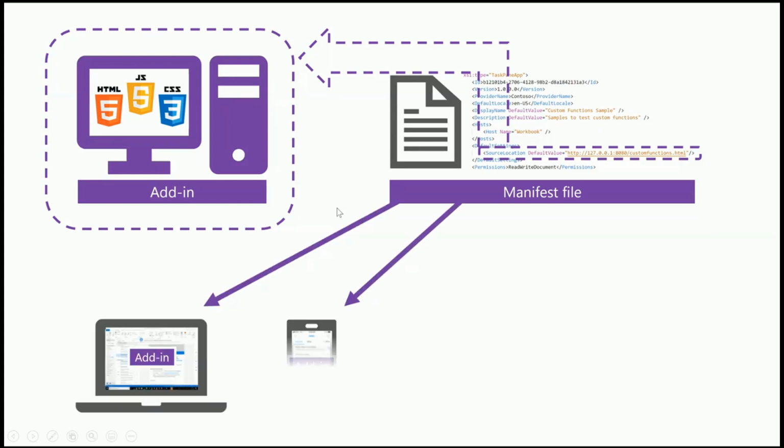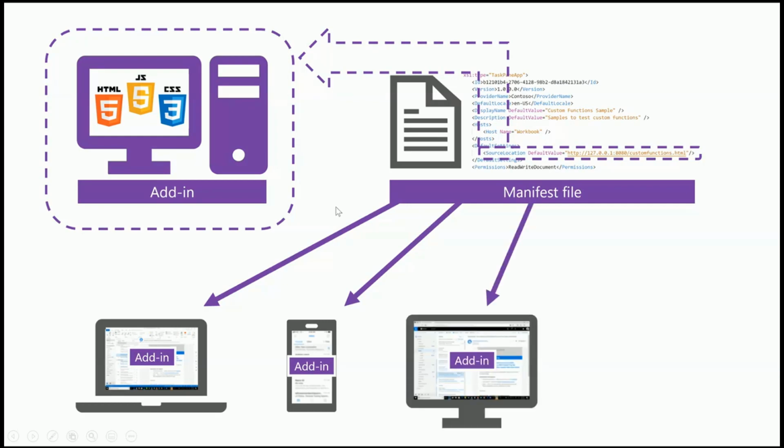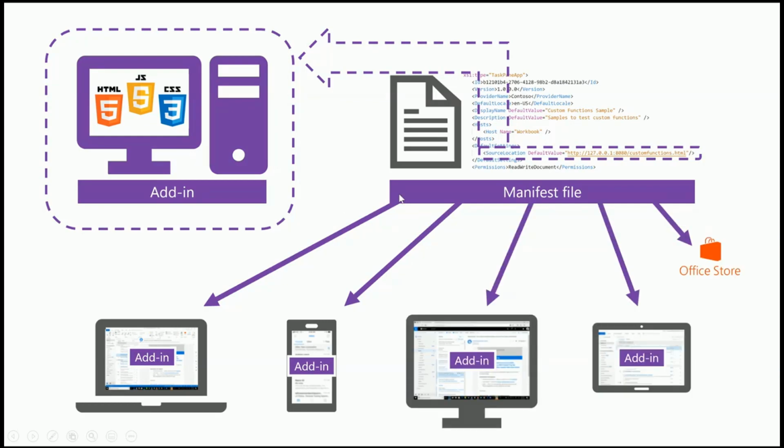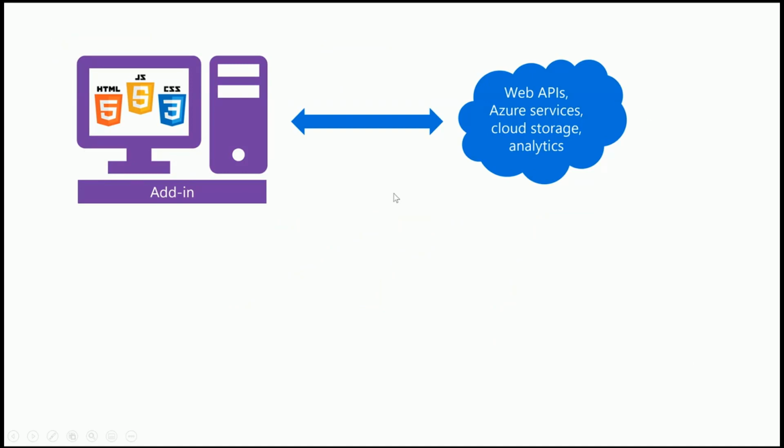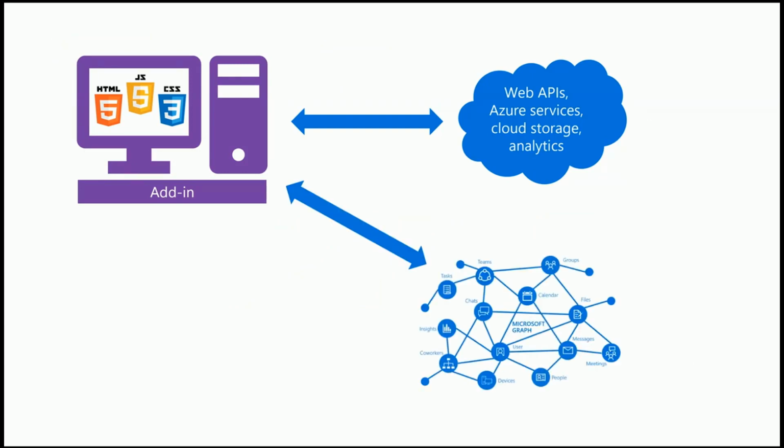The manifest file points to it, and then that manifest file allows you to publish it to all the different Office platforms, all the different Office clients. Everywhere that Office runs, your add-in will run. What you can do in an add-in, of course, you can use any web APIs that you like to use in a web app, your own APIs and others. You can hit the Microsoft Graph, and there's opportunities for integration there in various ways.